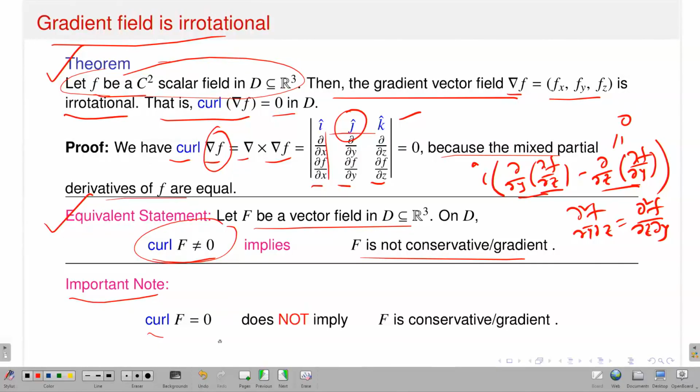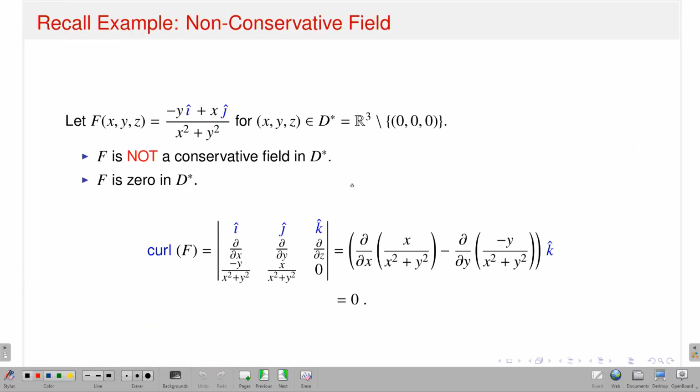But what will happen if curl of F is 0? Will it imply that my vector field is always a gradient vector field or conservative? The answer is no. I will talk about some examples: curl of F equal to 0 does not always imply that your vector field is a gradient or conservative vector field. That means I will have examples of a vector field which is not conservative, but still curl of F is 0. I think in the next slide it will be there.